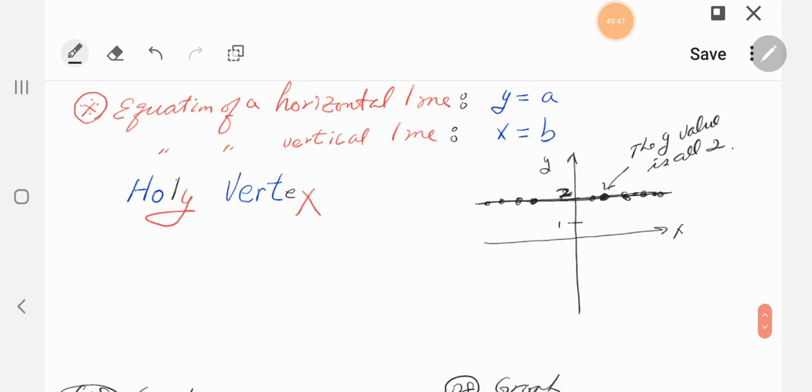So the y value is 2, always. This means y equals 2. So the equation of a horizontal line is y equals the y value. That's the equation of a horizontal line.